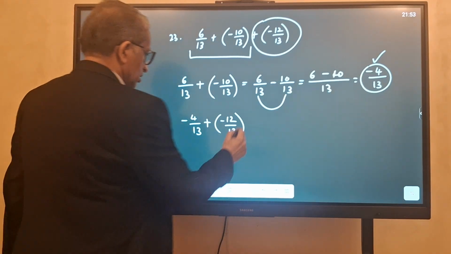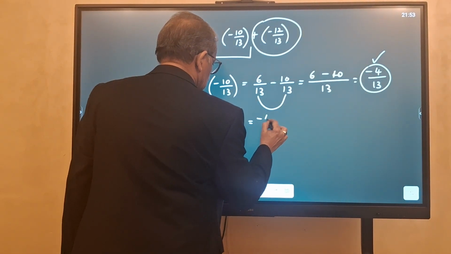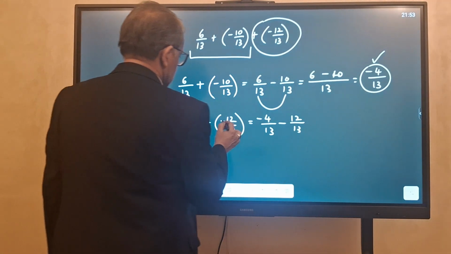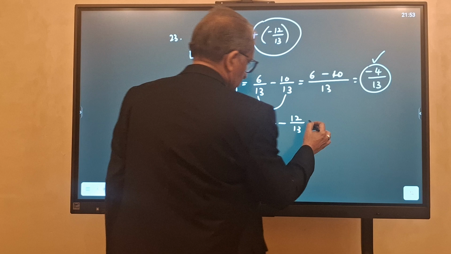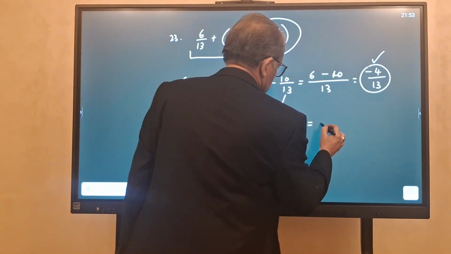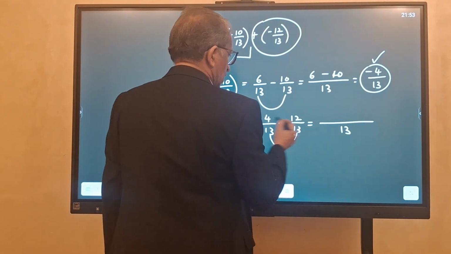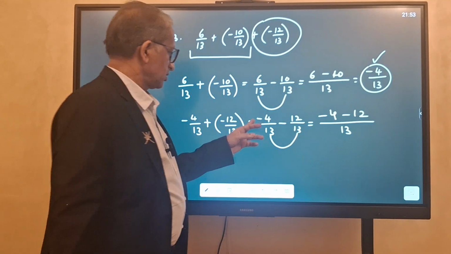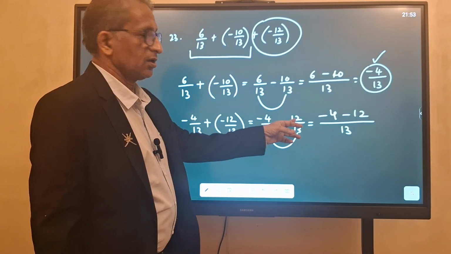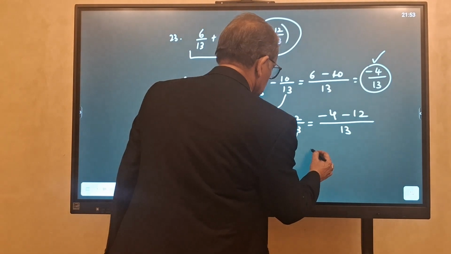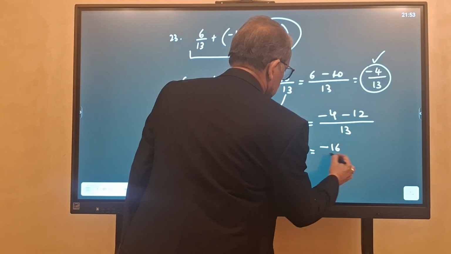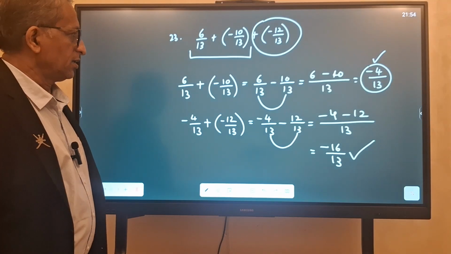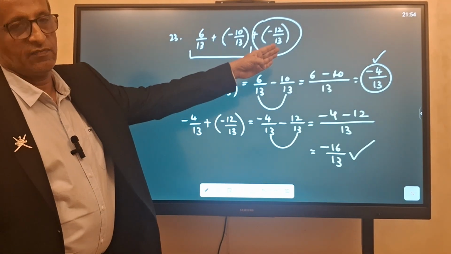So what happens here? Open the bracket, that is minus 4 by 13 minus 12 by 13, because minus into plus is minus. Since the denominator is the same, 13, I will take the numerators, it is minus 4 and minus 12. So minus minus means it is plus, that is plus 16 by 13 is the answer, that is the addition of all these three fractions.